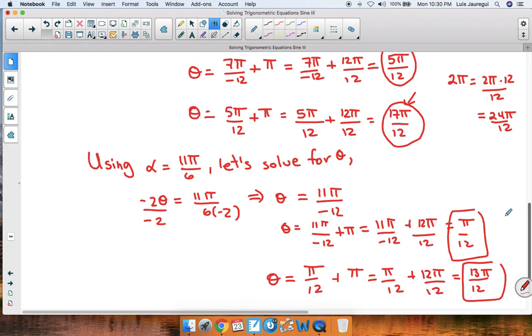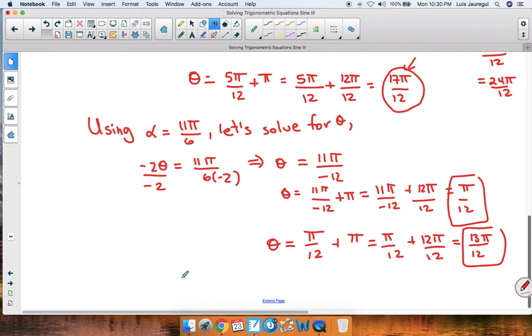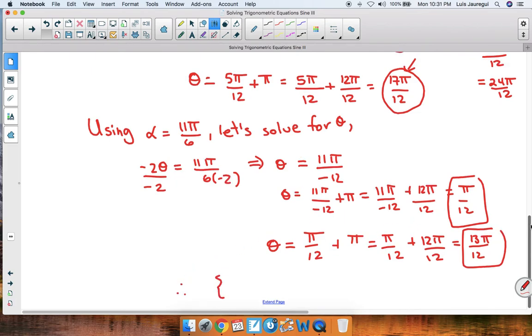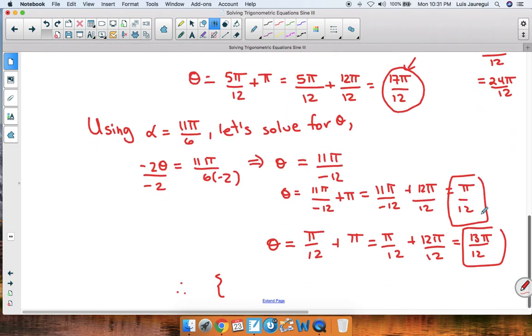Now, with that said, we can say therefore that our solutions are, let's go in increasing order from least to greatest. So we have pi over 12. Then we have 5 pi over 12. Then we have 13 pi over 12. And lastly, we have 17 pi over 12. So we have 4 solutions for this particular equation.